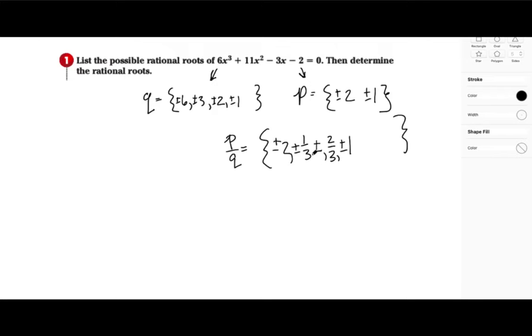The next thing we're going to do, looking where these commas go, is take the 1 and put that p value over all of the q values. And so when I do that, you see I already got 1 over 1, that's happening. 1 over 2, that's not here, so I've got to make sure and add that as a possibility.